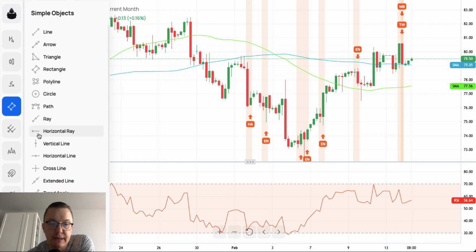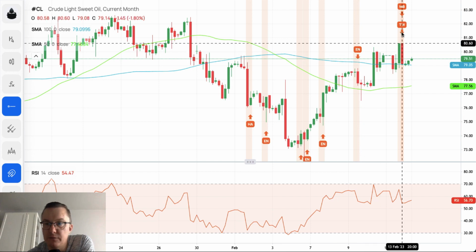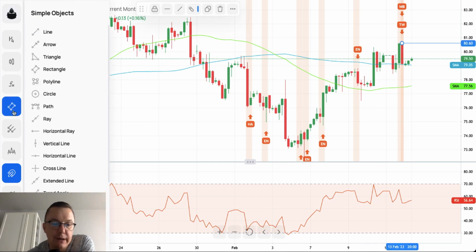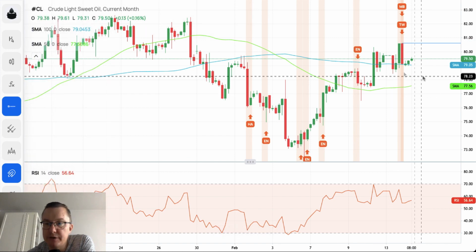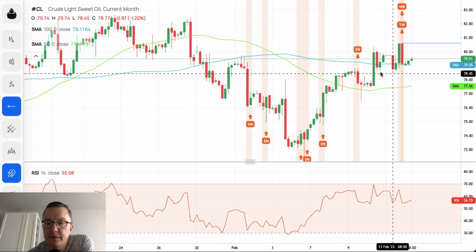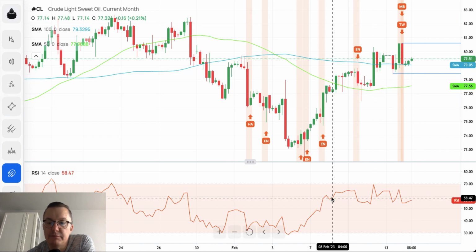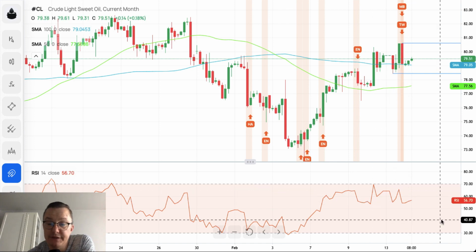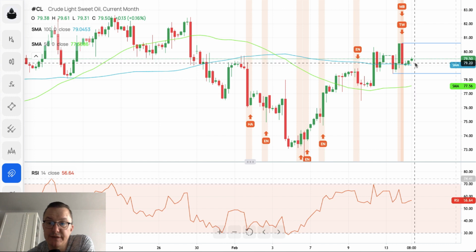So let's just place our horizontal ray to see where the resistance is. There you go, 80.60, and the lower level, which is important because it's a technical support, is around this low from yesterday, 78.45. So the market is moving up. Nevertheless, the momentum is still positive. It's still quite strong, 56 points.